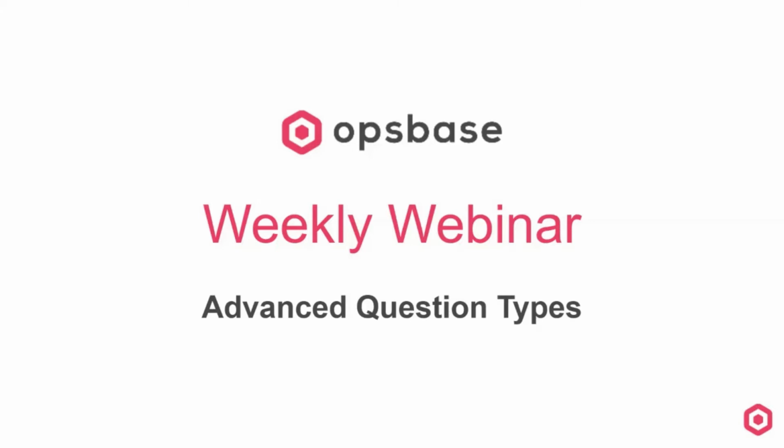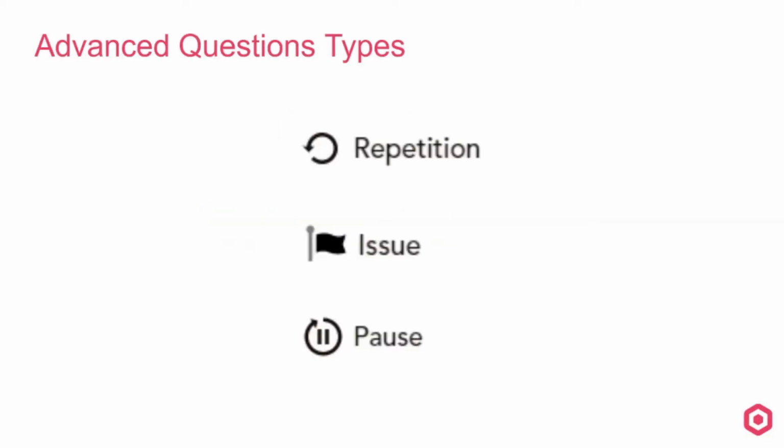Today we're going to look at three different advanced question types that aren't commonly used but are very powerful. The three different question types we're going to look at are the repetition question type, the raise issue question type, and the pause question type.